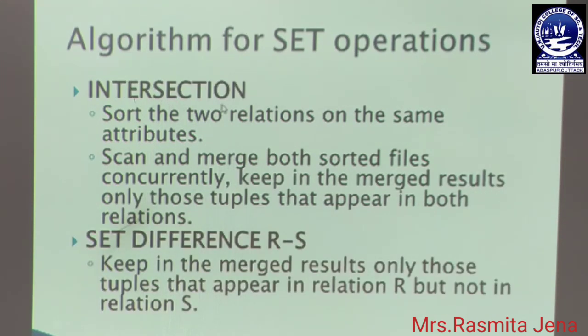Then comes the intersection operation. In the case of intersection, in the same way, first sort the two relations on the same attribute, then scan and merge both sorted files concurrently, keeping in the merged result only those tuples that appear in both relations. That means we retrieve those records that are present in both R and S.